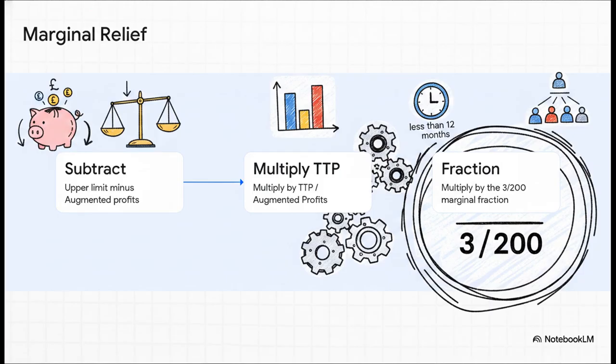So this brings us to the marginal relief formula. I know it looks a little intimidating at first glance, but we can easily break it down into 3 sequential steps. Step 1, take the upper limit, which is generally £250,000, and subtract your augmented profits. Step 2, multiply that result by your taxable total profits over your augmented profits. And step 3, multiply all of that by the 3/200 marginal fraction. Now keep in mind, those upper and lower limits aren't always static. They are actually reduced pro rata if your accounting period happens to be less than 12 months, and they're also divided by the number of associated companies you have worldwide.